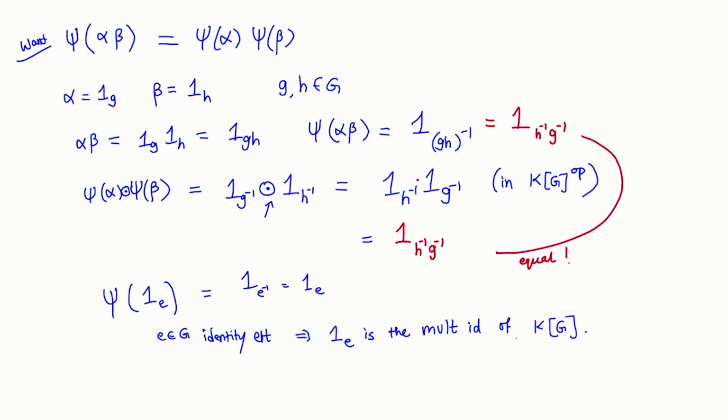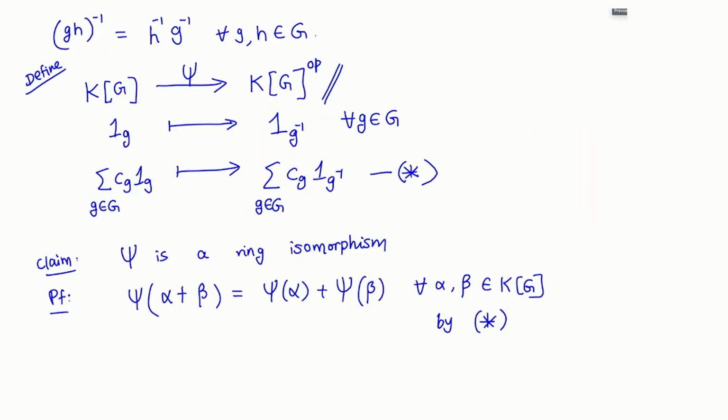Notice that 1_E is a multiplicative identity of kG as well as of kG op, because the identity is always a two-sided identity. Whether you multiply it on the left or the right, it doesn't matter, it serves the role of an identity. So I hope that's clear. What we have established is that if G is a finite group, the group ring kG is actually isomorphic to its opposite.